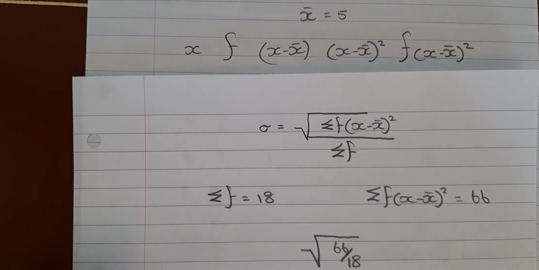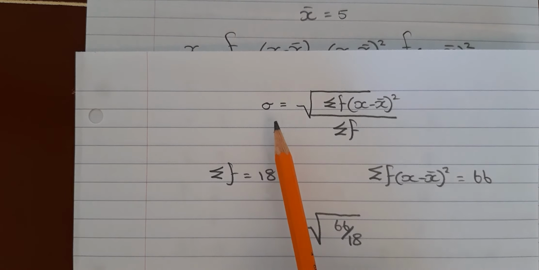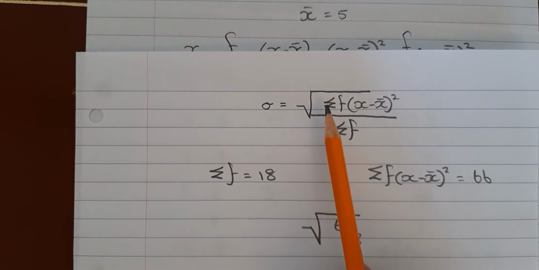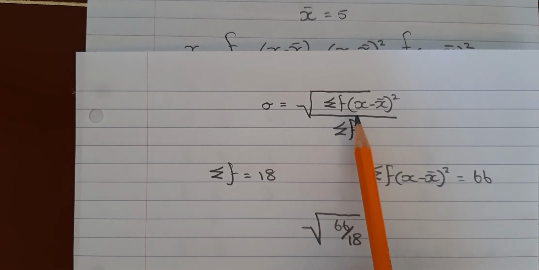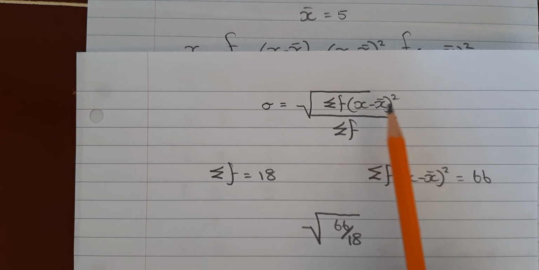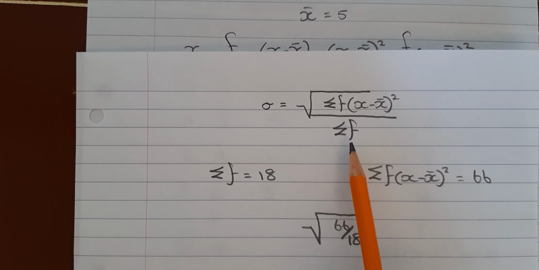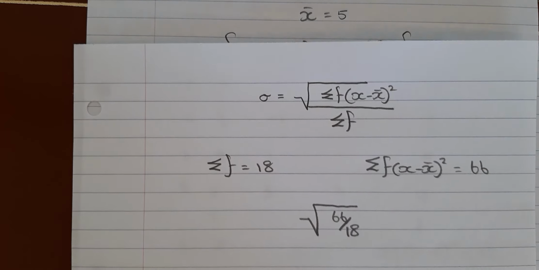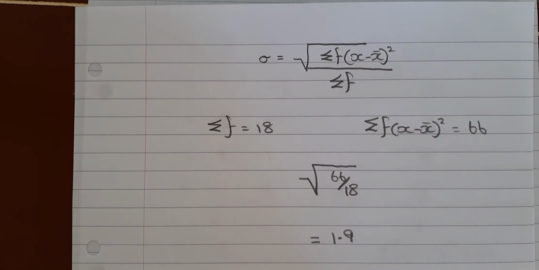Over to our formula now for the standard deviation. So the standard deviation is equal to the square root of the sum of the frequencies multiplied by the variable minus the mean squared, divided by the sum of the frequencies. We found the sum of the frequencies to be equal to 18 and the sum of the frequencies multiplied by the variable minus the mean squared to be equal to 66. So this gives us the square root of 66 over 18, giving us a standard deviation of 1.9.